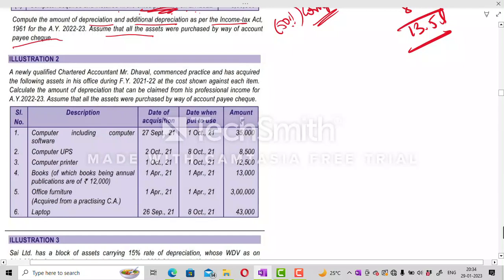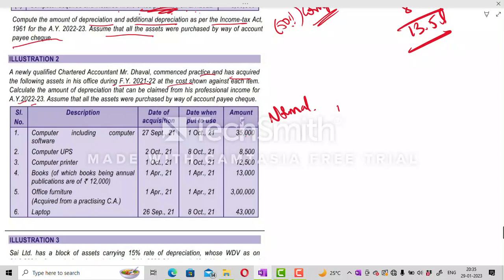Second question. A newly qualified chartered accountant, Mr. Dawal, commenced practice and has acquired the following assets in his office during the financial year 21-22 at the cost shown against each of them. So they have given some cost. At this cost they have purchased these assets. Calculate the amount of depreciation that can be claimed from his professional income for assessment year 22-23. Assume that all assets are purchased by way of account payee cheque. So, in the year of purchase, we have to calculate the depreciation. We have normal depreciation and we will be having additional depreciation.